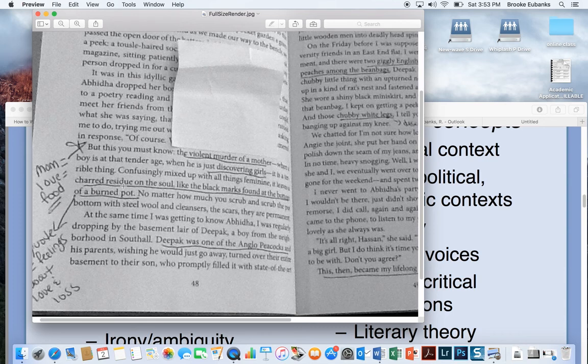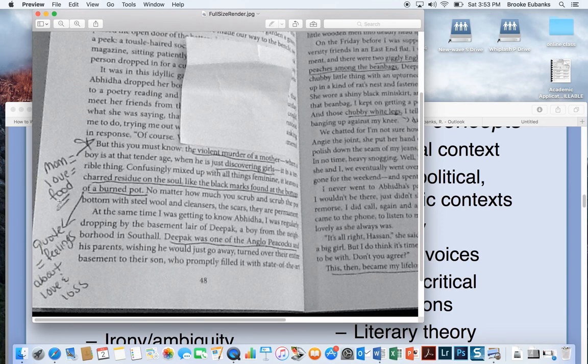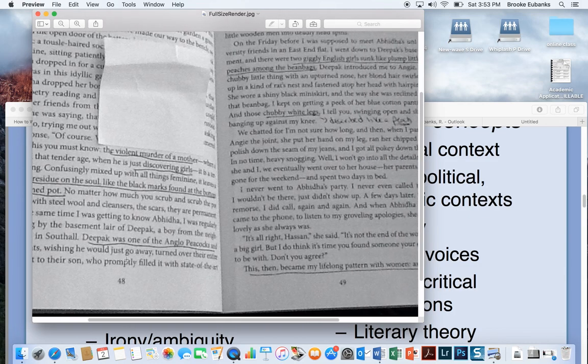He's got the charred residue on the soul, like black marks found at the bottom of a burned pot. In his mind, his mother equals love. Also in his mind, love equals food, because his mother taught him how to cook, and cooking is what Hassan's calling is. So this would be a very good quote to use, for example, if I wanted to talk about Hassan's feelings about love and his feelings about loss, which are all wrapped up in these metaphors about food.